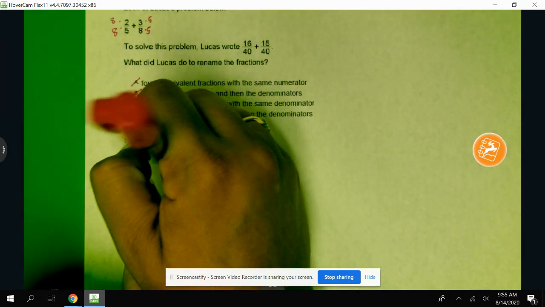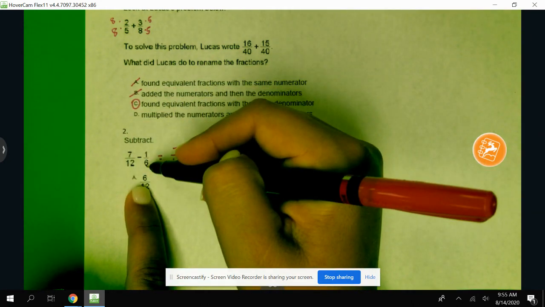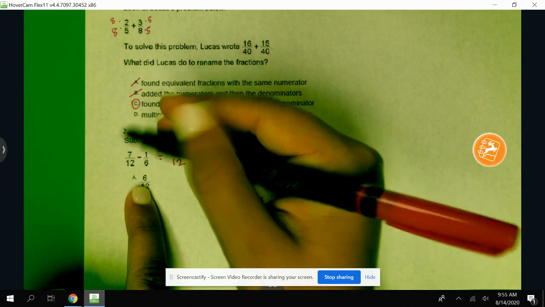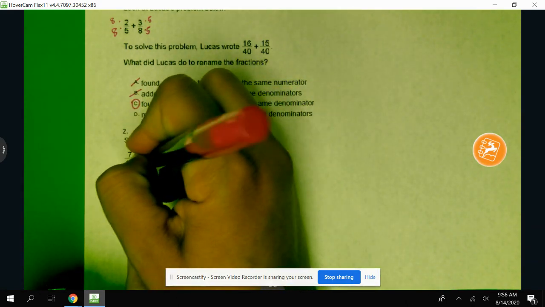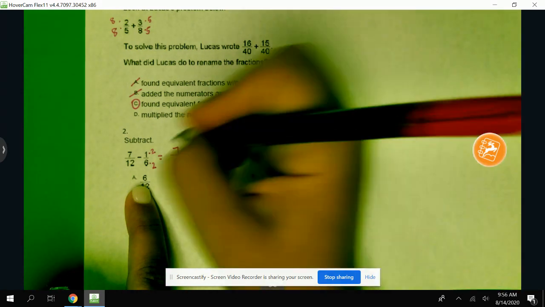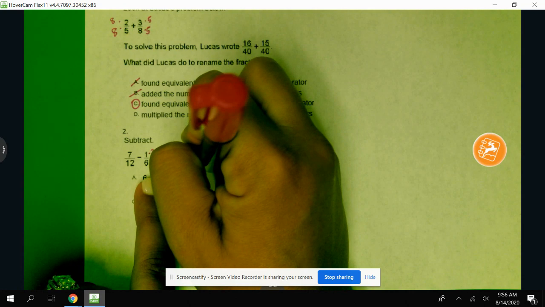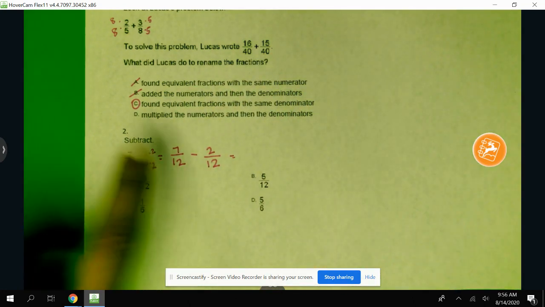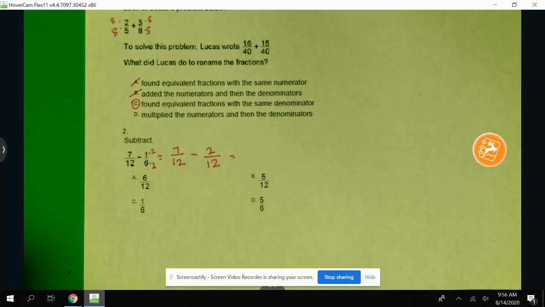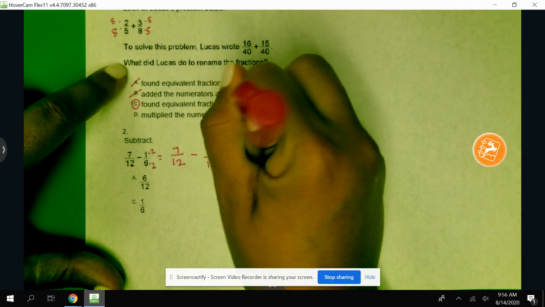So again, I don't need to do anything to that first fraction. 7/12 can stay the same. And then 1/6, in order to get 6 to become a 12, I need to multiply by 2, right? If I multiply the bottom by 2, I have to multiply that top by 2 as well. So 1 times 2 gives me 2. 6 times 2 gives me 12. So now I have common denominators and I can subtract. So 7 minus 2 is 5.